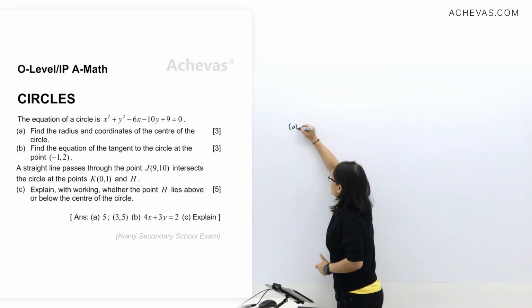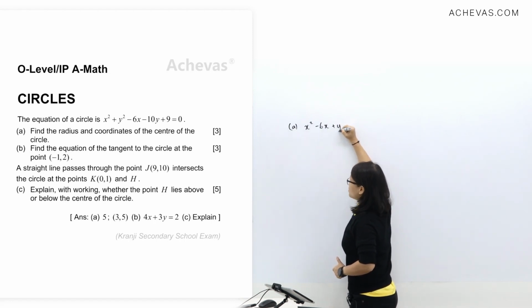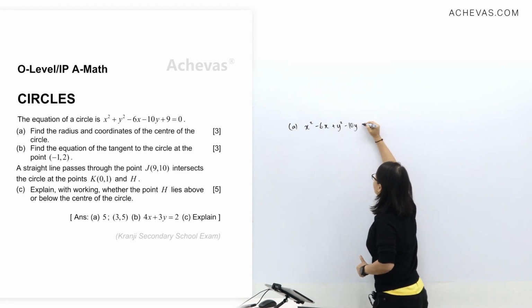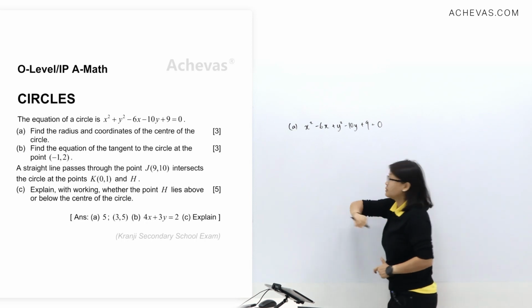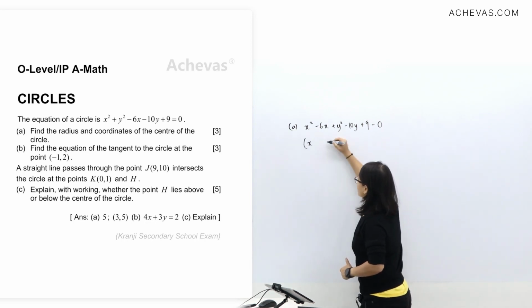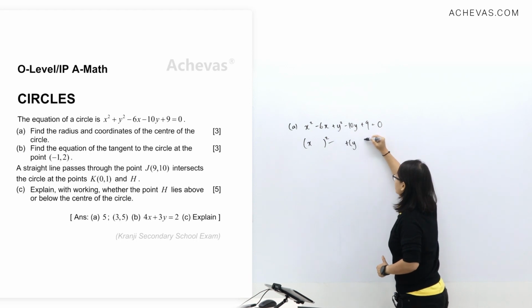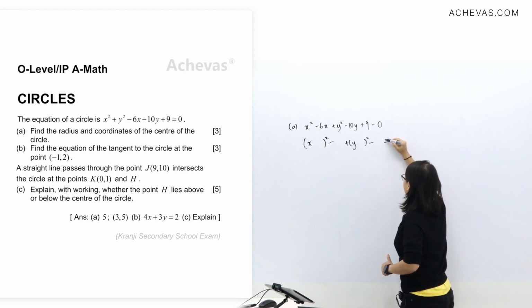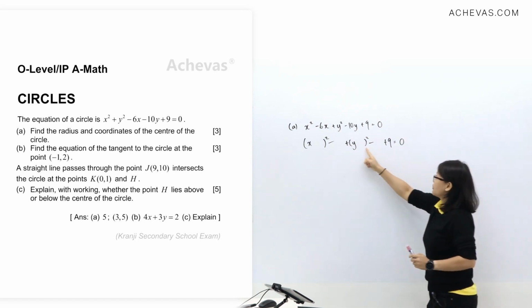Let's arrange this equation here. I'm going to write x squared followed by minus 6x plus y squared minus 10y plus 9 equals to 0. And I'm going to do 2 times of completing square. So one is the x version followed by the y version. I'm going to write this constant here. Now let's take a look at this few position.